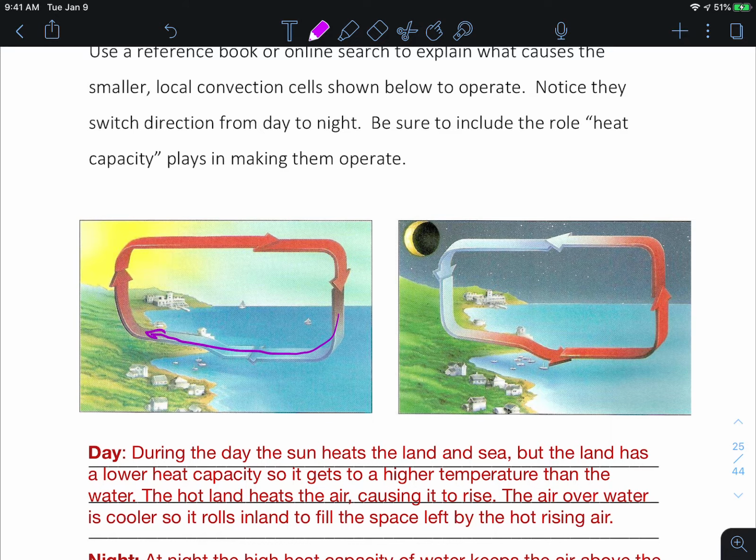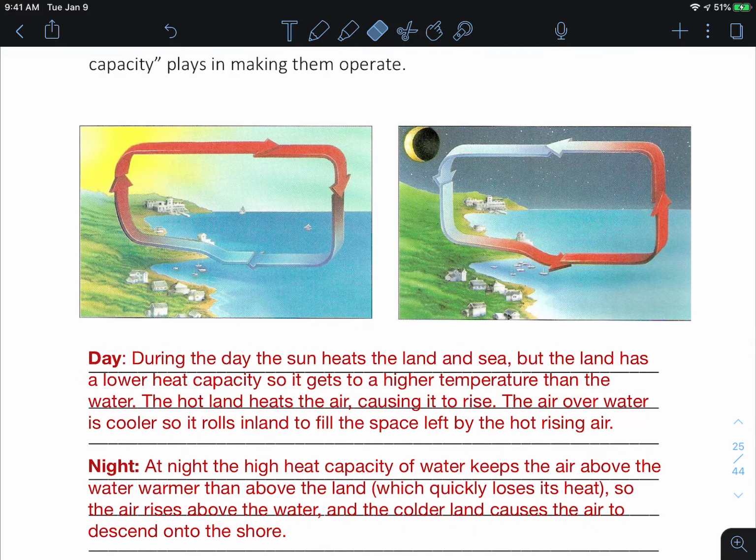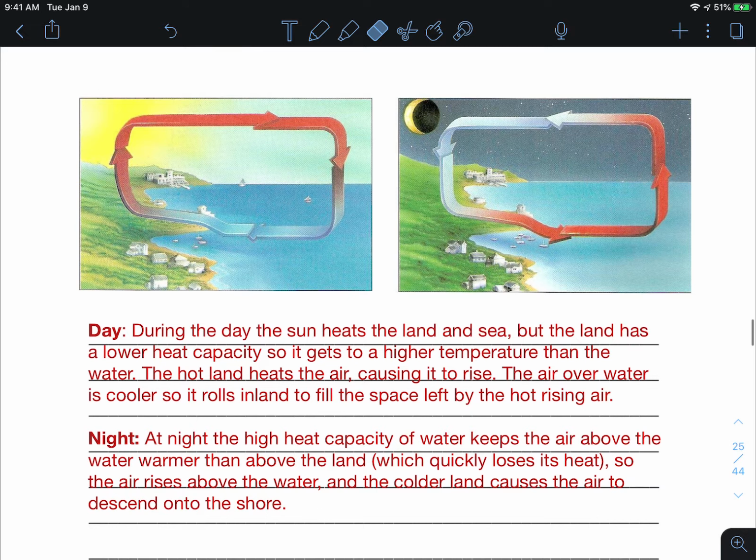And so you'll feel these breezes coming in, bringing the cold air with them. That can be really nice, sitting on the beach, and you can feel that cold air rolling in from the water.